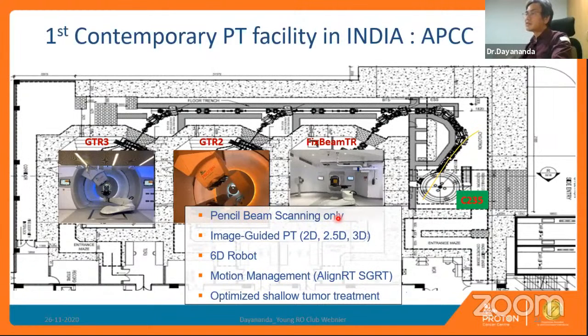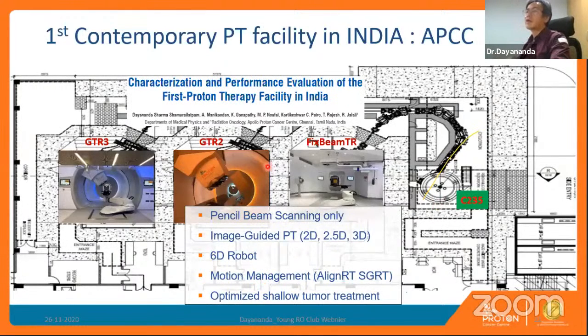For image guidance, unlike other proton therapy centers here, we have image guidance in all possible manners: 2D, 2.5D, and including 3D in the form of cone beam CT. Cone beam CT has been implemented in photon radiation therapy, but it is relatively new in proton beam. We do have it in our facility, and we have a robot which can position the patients and correct them in 6 dimensions in conjunction with the image registration software available with the system. And of course, we have a motion management technique using surface guidance.